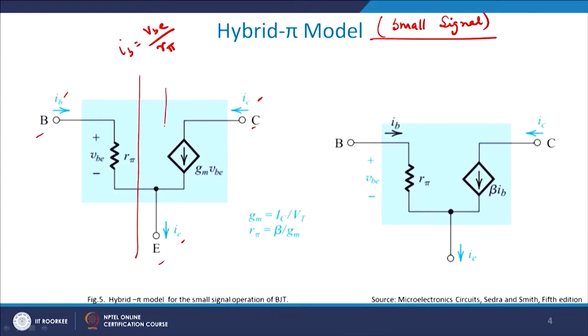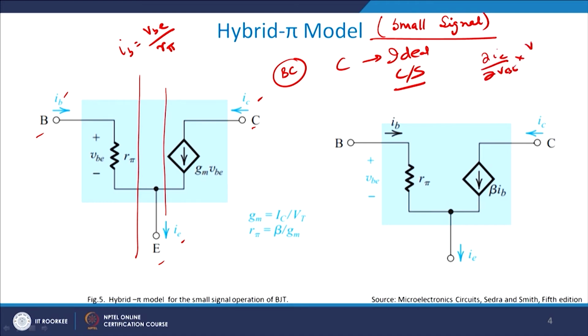Now, this is the base emitter junction. Let us look at the base collector junction. We have already discussed that at the base collector junction, the collector behaves like an ideal current source. How much is the value of current? It will be given by GM times VBE. Remember, GM was equal to del IC by del VBE, so multiplied by VBE, the VBE gets cancelled out and I get the current available to me.